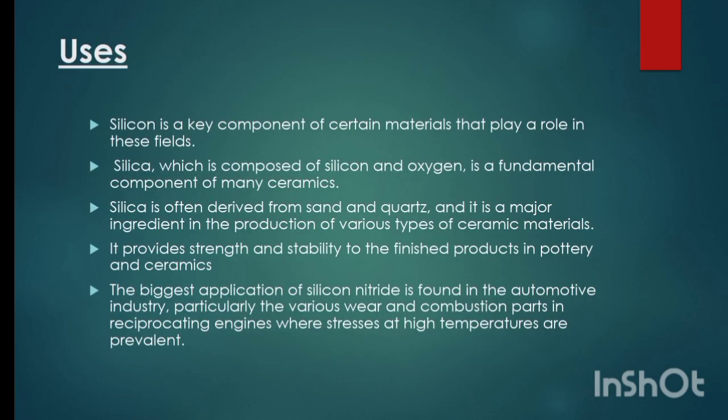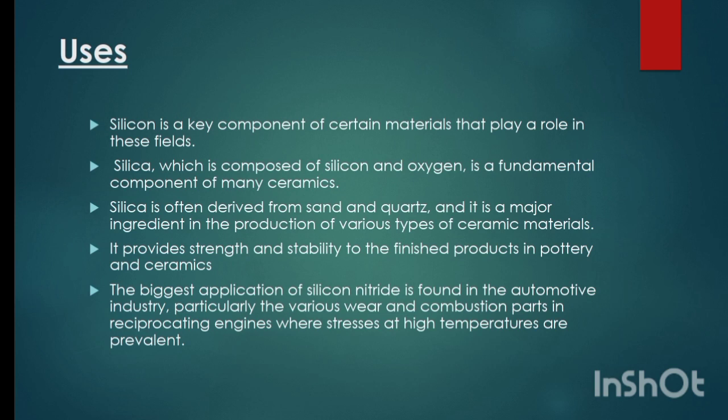Some more uses of silicon. Silicon is a key component of certain materials that play a role in these fields. Silica, which is composed of silicon and oxygen, is a fundamental component of many ceramics. Silica is often derived from sand and quartz, and it is a major ingredient in the production of various types of ceramic materials. It provides strength and stability to the finished products in pottery and ceramics.